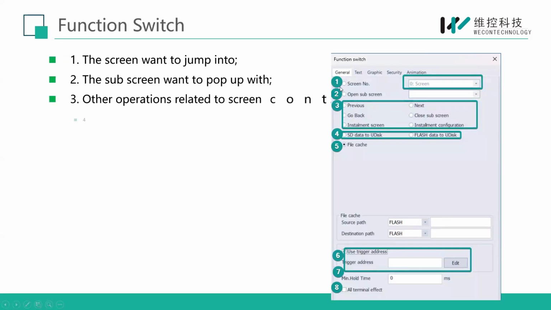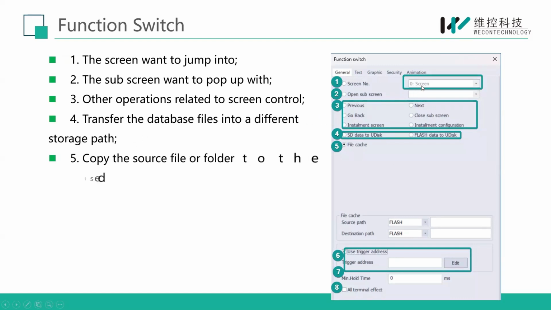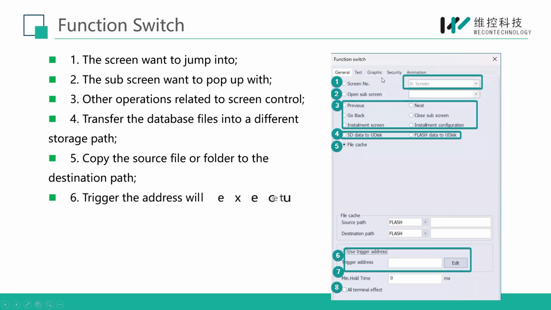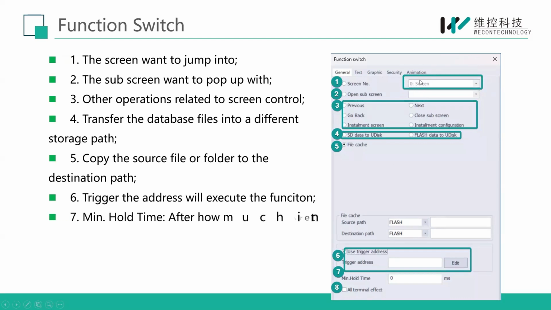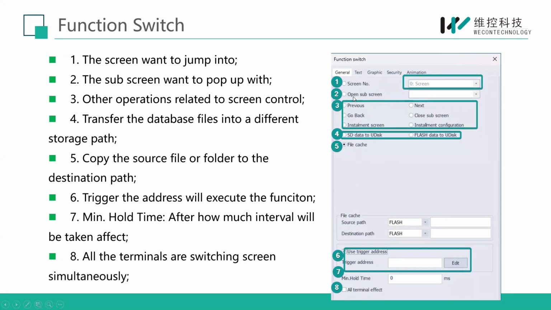So here you can see the first one is for screen number. If you want to jump from screen 0 to screen 10, you have to select your screen number here. The second one is open a subscreen. As we know, we can create a small screen, like a subscreen, so you can also open it.